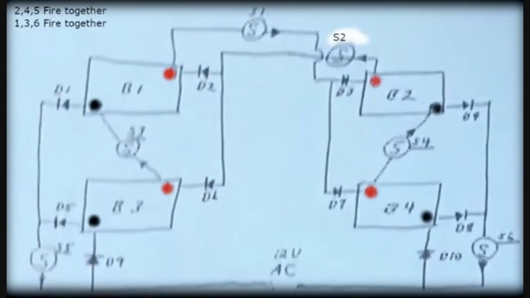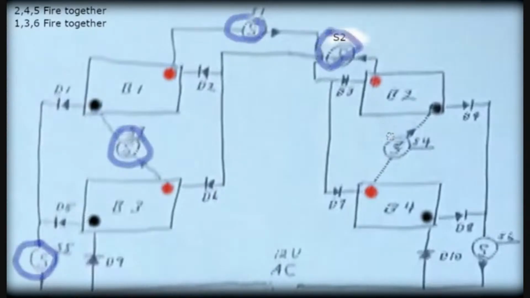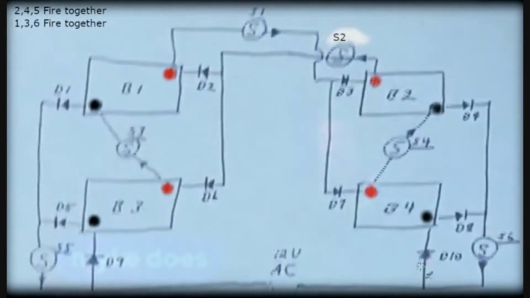Let me just go over the basic parts in here. Okay, so here's a switch. That's a switch. That's a switch. Everywhere it says S is a switch or a transistor. Optocoupler. There's 6 switches. 3 get switched together and the other 3 get switched together. So 2, 4, and 5 fire together. 1, 3, and 6 fire together.